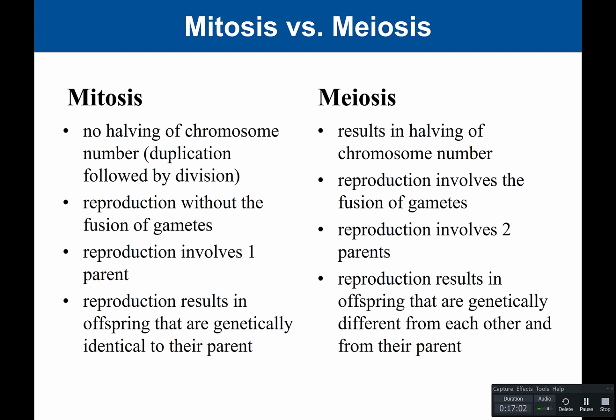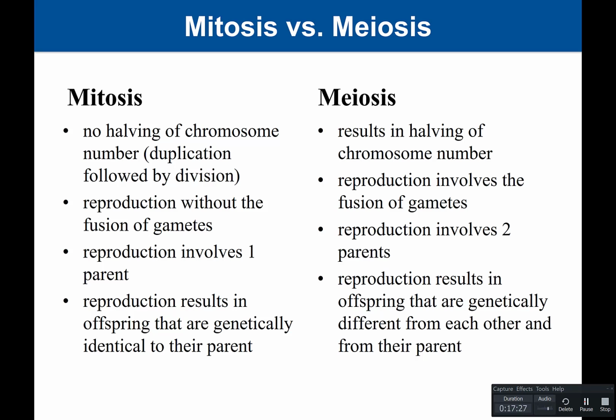This will result in the halving of chromosome number. Meiosis is used for reproduction that involves the fusion of gametes, basically reproduction that involves 2 parents. This is sexual reproduction. And so we have to reduce chromosome number in half so that when those 2 gametes come together, you restore the diploid number. You restore the normal number.